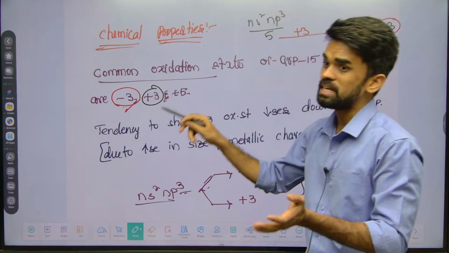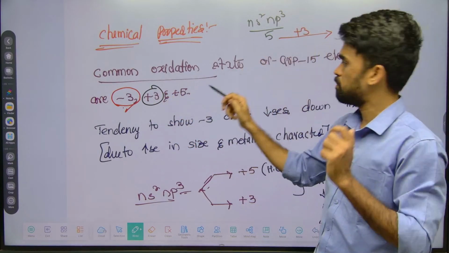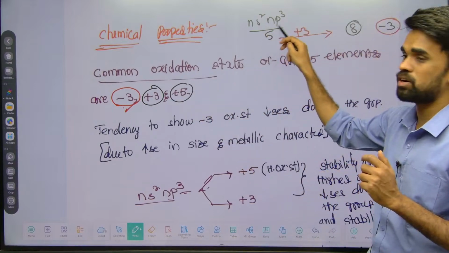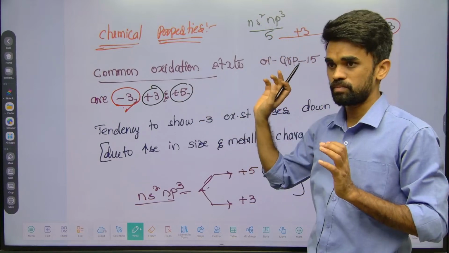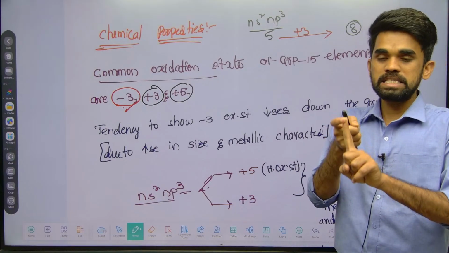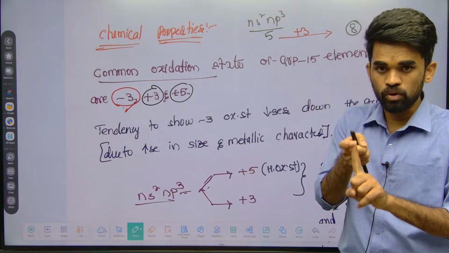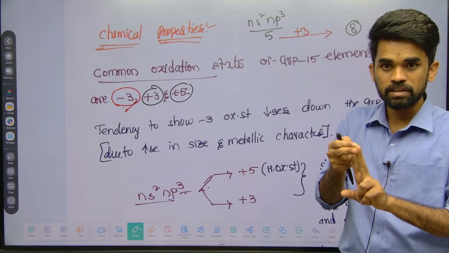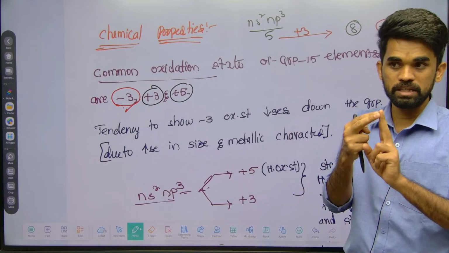And what is the highest oxidation state? We will see +5, because if we remove all these 5 electrons it becomes +5. Now tell me, nitrogen's maximum covalency is 4, and maximum oxidation state is +5. Remember these two terms.